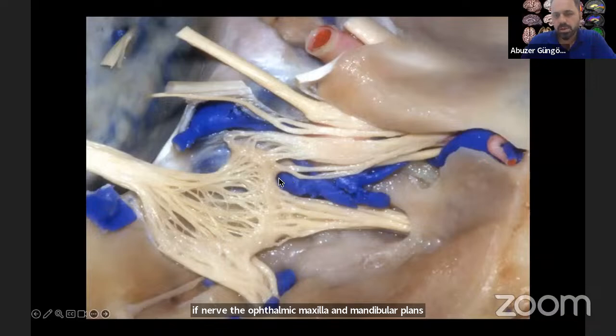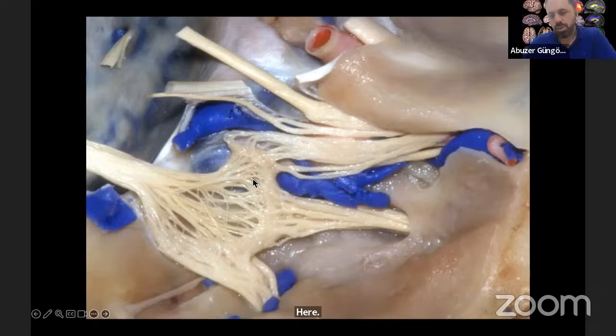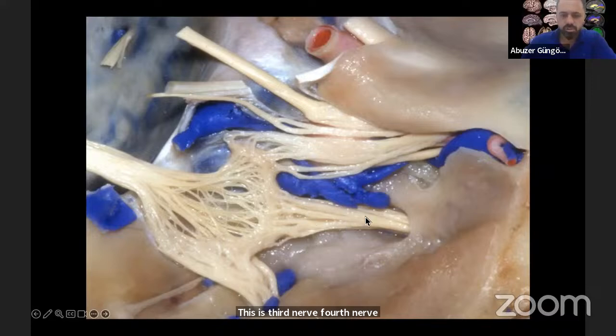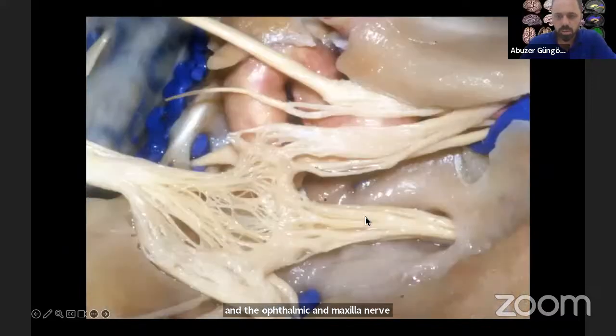As you see, just under this nerve, you can reach the cavernous sinus here. These nerves are located lateral to the cavernous sinus. This is the third nerve, fourth nerve, and the ophthalmic and maxillary nerves, the first and second branches of the fifth nerve. And when we remove the cavernous sinus, you can see the carotids here.